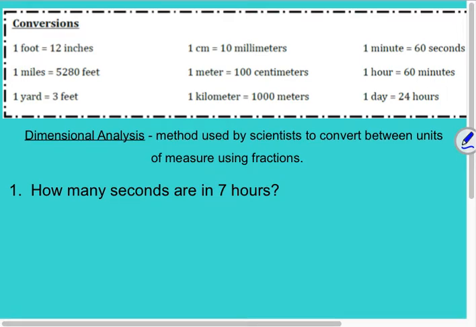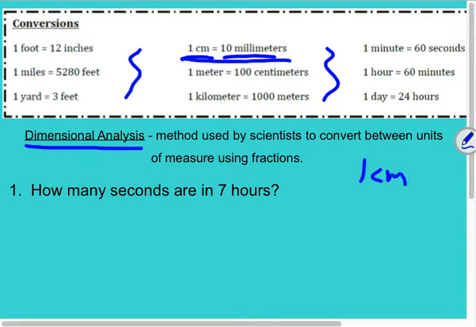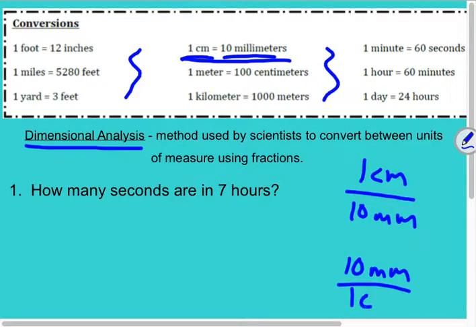Conversions. So we got a bunch of different conversions here. Some with time, some with distance for the most part. We're going to use what's called dimensional analysis right here. It's a method used by scientists to convert between units of measure using fractions, equivalent fractions. So if I was comparing something, we'll say from centimeters to millimeters, well, 1 centimeter equals 10 millimeters. So you could say 1 centimeter over 10 millimeters, or you could use the fraction 10 millimeters over 1 centimeter.